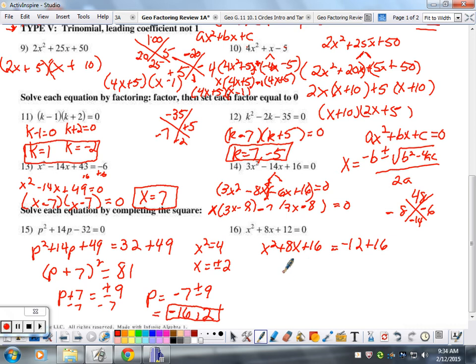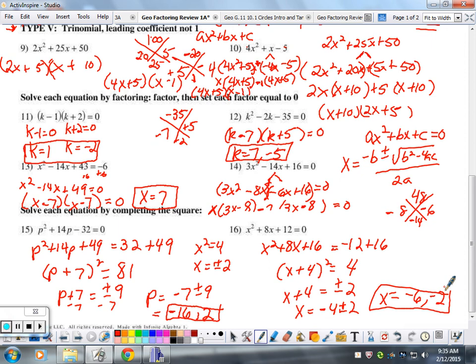Perfect square trinomial. What is that perfect square trinomial? That's x plus 4 squared, right? Square root of x squared, square root of 16. Use that plus sign. That's negative 12 plus 16, 4. Square root both sides, right? So that becomes x plus 4, and this becomes plus or minus 2. Don't forget the minus. I'm going to subtract 4. So x is negative 4 plus or minus 2. What are those two numbers? Negative 4 minus 2 and negative 4 plus 2.